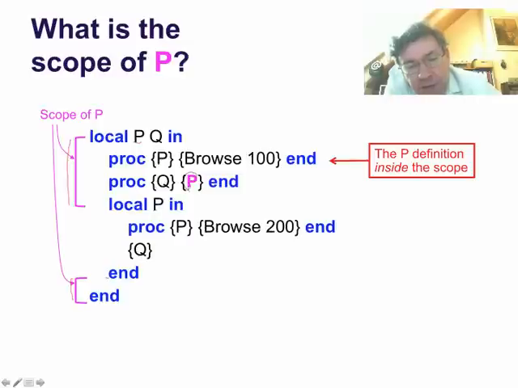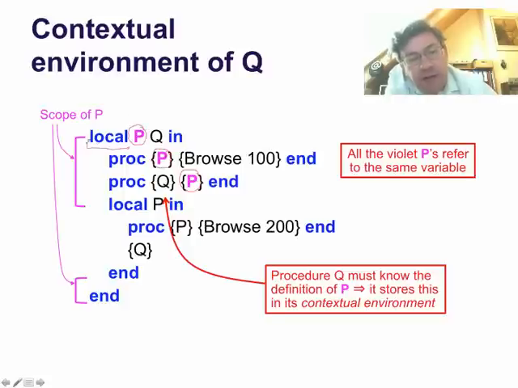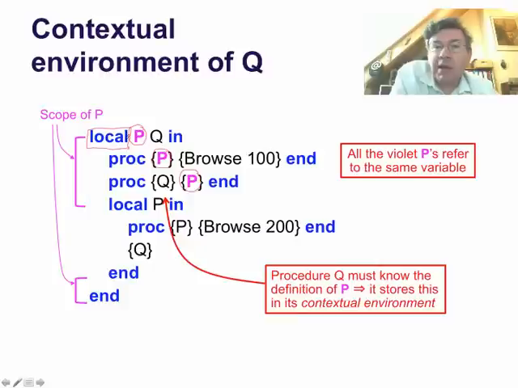So we're now looking at this P, violet P, the one that's called by Q. Inside the scope of this P, which definition is called? Which definition is referred to? It is this one. So we're going to display 100. So all of the violet P's here in the scope refer to the same variable, the one that's declared here in this local. Now, the procedure Q, therefore, must know this definition.